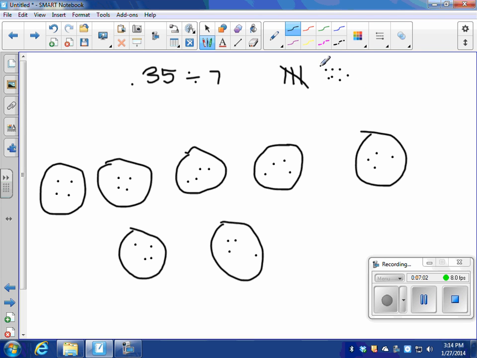So now I'm going to count my total number of hundredths I have left. So I had 5 hundredths from the problem, and then I had 2 left over from when I traded in. So I have 1, 2, 3, 4, 5, 6, 7. So I have enough to give each group 1 more hundredth. So when I count the hundredths in each group, I have a total of 5 hundredths in each group. So 5 hundredths would be my answer.